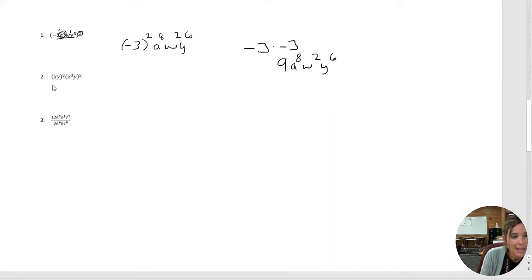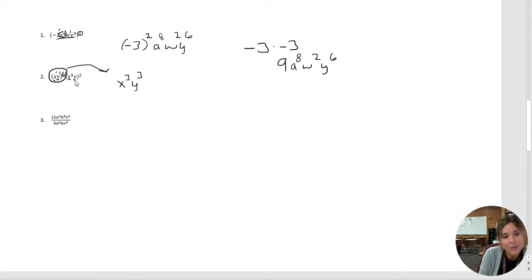Okay. Now, on the next one, what I want you to recognize is that you have an x times y raised to the 3rd power, and then you have an x to the 3rd, y to the 1st, raised to the 2nd power. So we need to think about this as x to the 1st, and this is y to the 1st. So we're going to apply the power of a product rule. So this power right here, this 3, has to be distributed. So we're going to do x to the 1 times 3, which is 3. And then y to the 1 times 3, which is y to the 3. Okay, so this right here, xy to the 3rd power, becomes x to the 3rd, y to the 3rd.